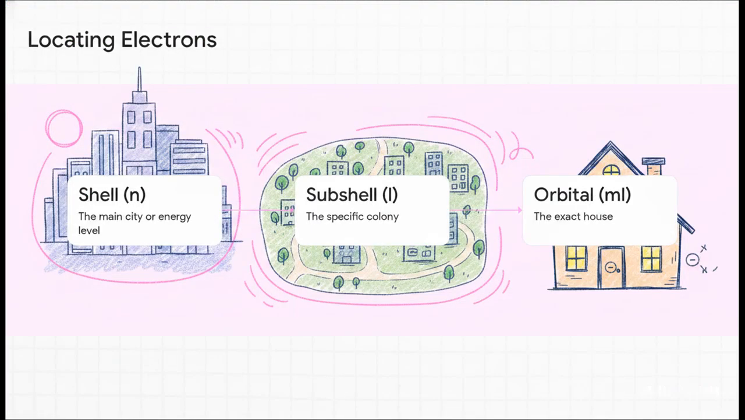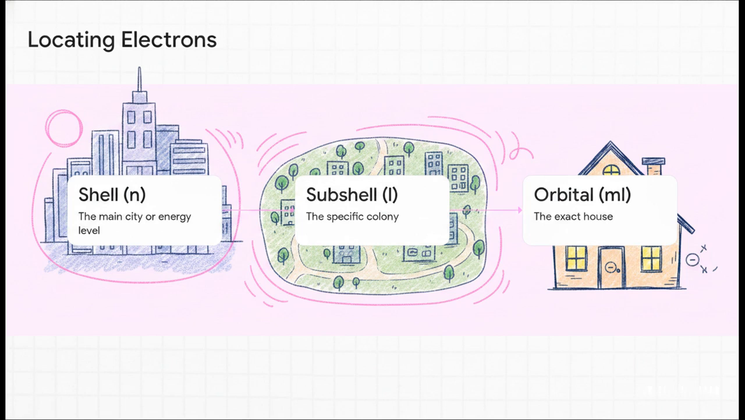To really understand the elements, we've got to first understand the electrons inside them. And finding an electron? Well, it's actually a lot like trying to find a friend in a massive, sprawling city. You don't just guess where they are, right? You narrow it down. Step 1, you find their city. In chemistry, that's the main shell, represented by the letter N.